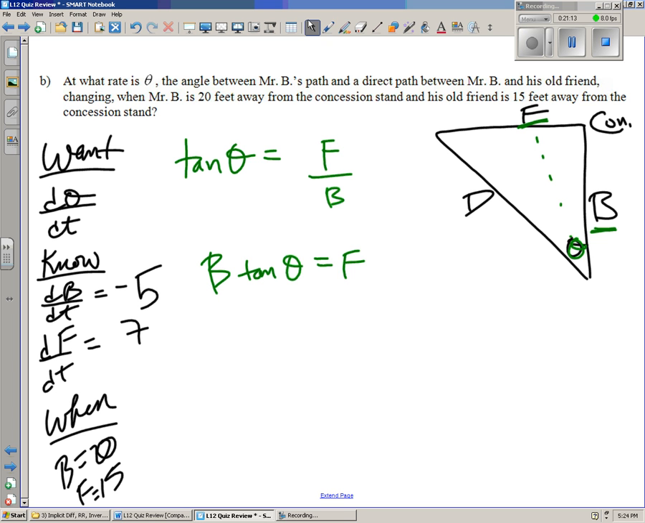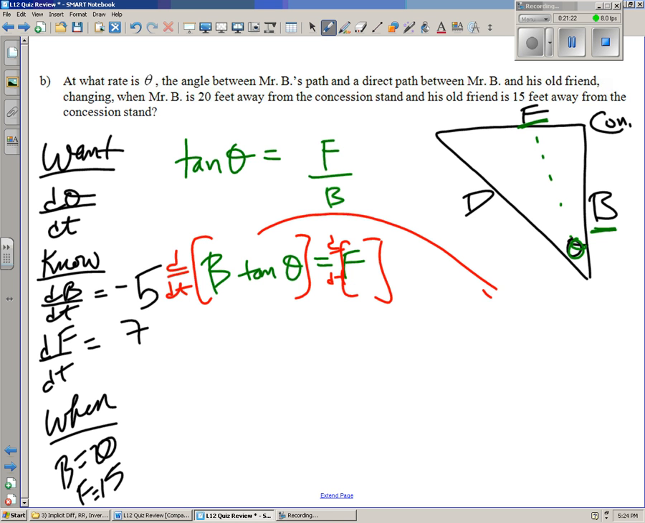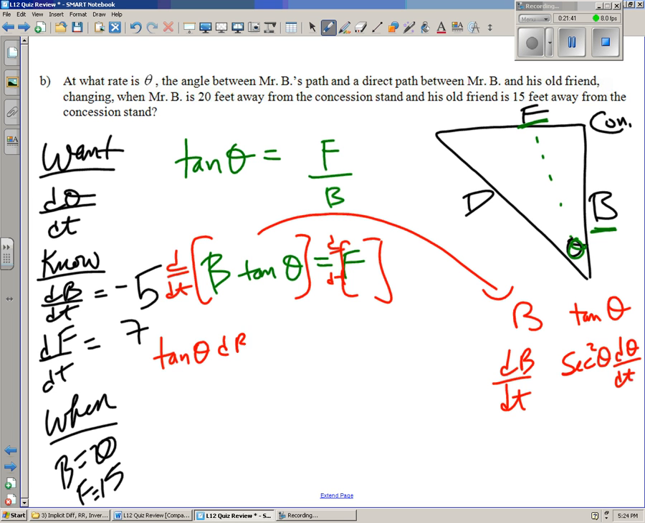So now we're going to differentiate both sides with respect to time. I'm going to quickly write a little product rule setup for myself. The derivative of B is dB over dt. The derivative of tan theta, you have to be careful here, is secant squared theta d theta over dt. Theta is a function of time. So now we could set this up. We would get tan theta times dB over dt plus B secant squared theta d theta over dt equals dF over dt.